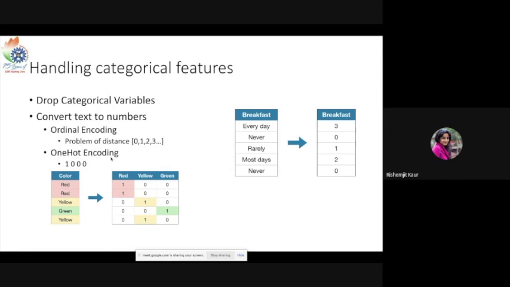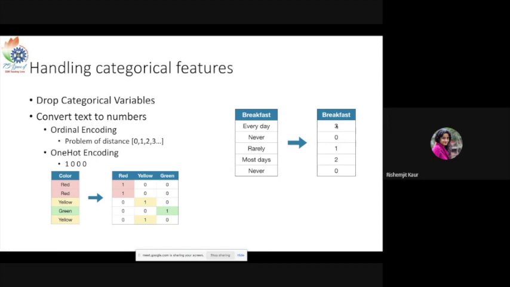Now there could be different approaches. One of the approaches is called ordinal encoding. In this case, for example, if this is your variable breakfast, with values every day, never, rarely, most days, we can replace it with integers. Let's say never was labeled as 0, then rarely was labeled as 1, most days as 2, and every day as 3.